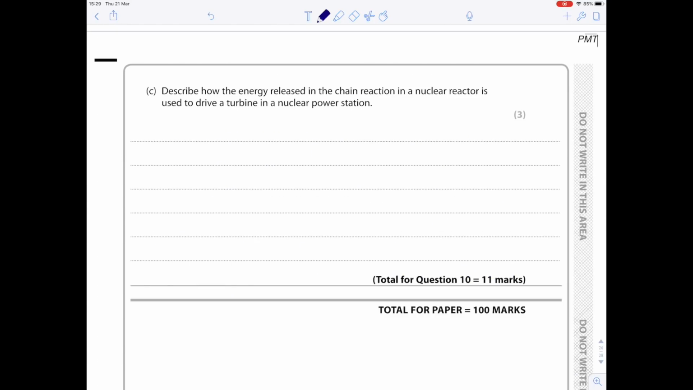Describe how the energy released in the chain reaction in a nuclear reactor is used to drive a turbine in a nuclear power station. So what is the whole point of carrying out these nuclear fission reactions? Well, clearly we're trying to generate electricity, and we do that through the use of a turbine which turns a generator. But let's go back a step and look at how that chain reaction leads to the turbine being driven. So that's all to do with the fact that the reactor is surrounded by water, which we call the coolant. The thermal energy released from the chain reaction heats that water, turns it into steam, and it's that steam which actually drives the turbine.